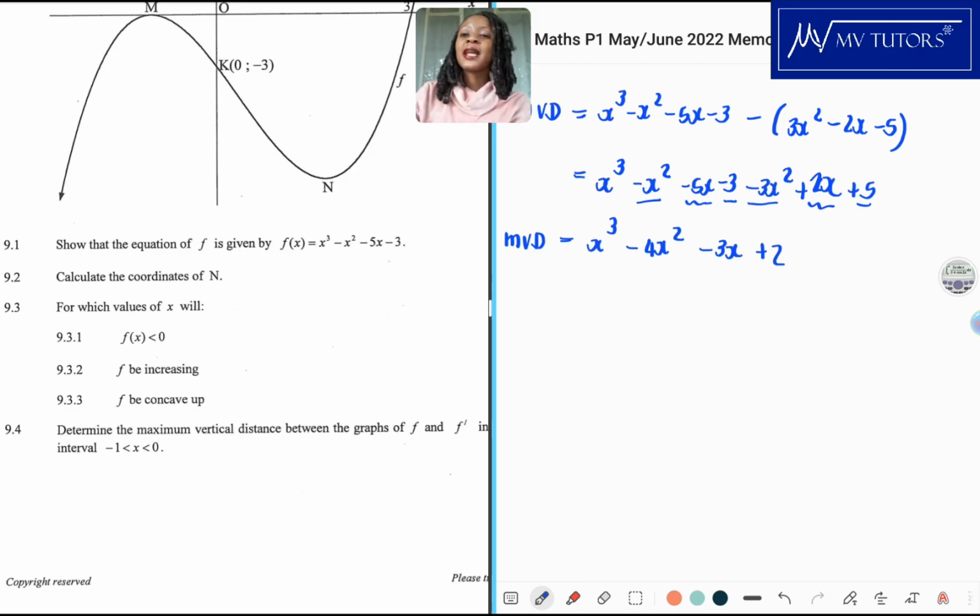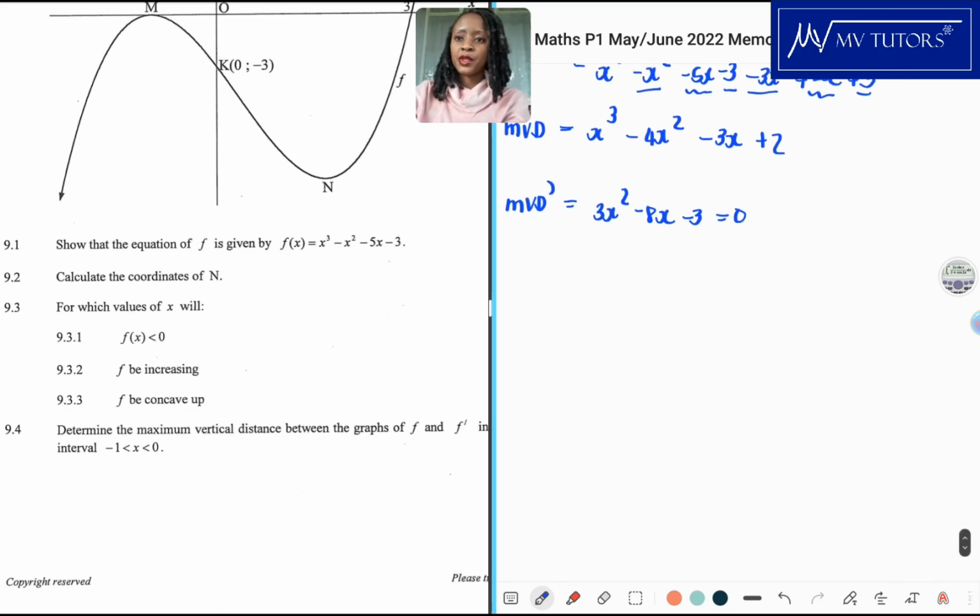Okay, so now I am going to get the first derivative, because that's how I'm going to determine the maximum, by making the first derivative equal to 0. So I have 3x squared minus 8x minus 3 is equal to 0. And then I am going to use the quadratic formula.